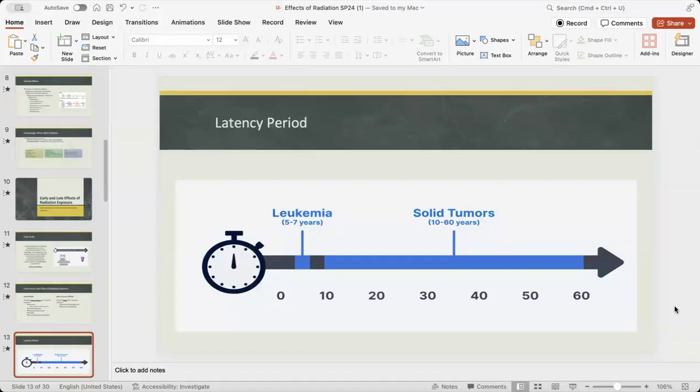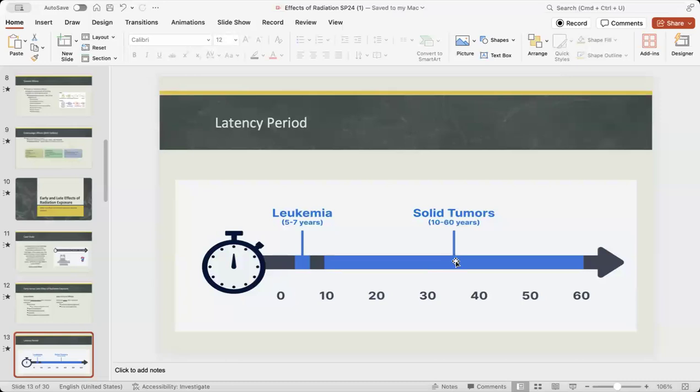So with those late effects, because it could potentially happen down the line when nothing is happening, that's your latency period. You've had this exposure and you feel fine, nothing's going on, but at about the 5 to 7 year mark you get diagnosed with leukemia. That's one of the outcomes of having a large dose of radiation at one time: because of that exposure and the type of radiation, you may potentially develop leukemia.